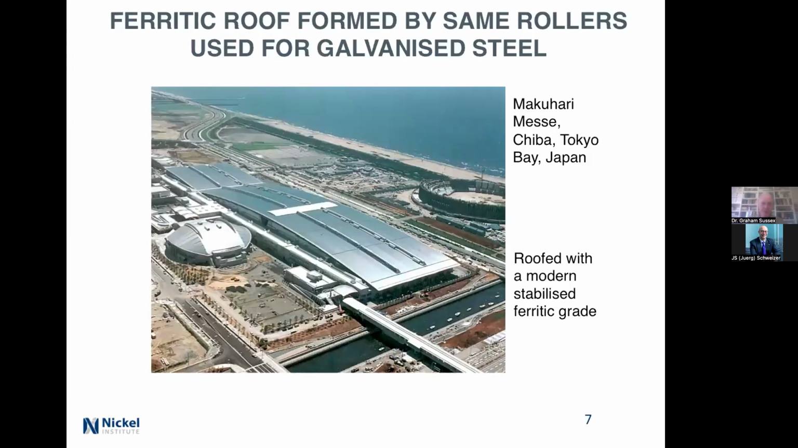This is in Japan. This is a ferritic roof, and it's right next door to the bay. It's got about the same corrosion resistance, perhaps a fraction better than 316, and it just runs very nicely. The Japanese have been particularly interested in ferritics, but Europeans have also been going that way recently with design guides and so on.